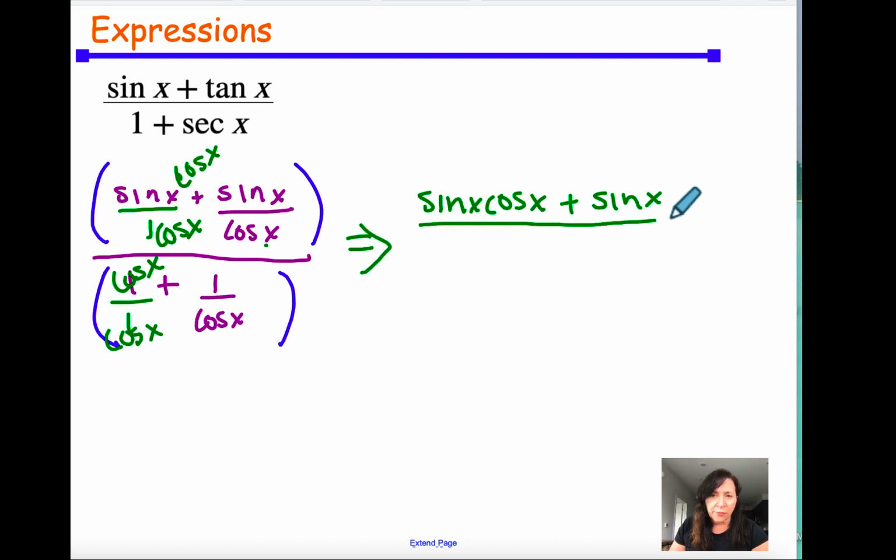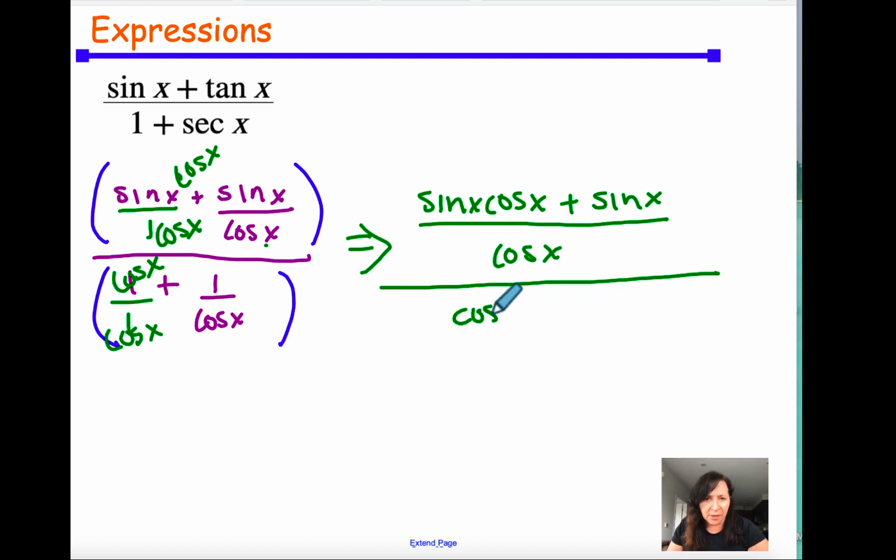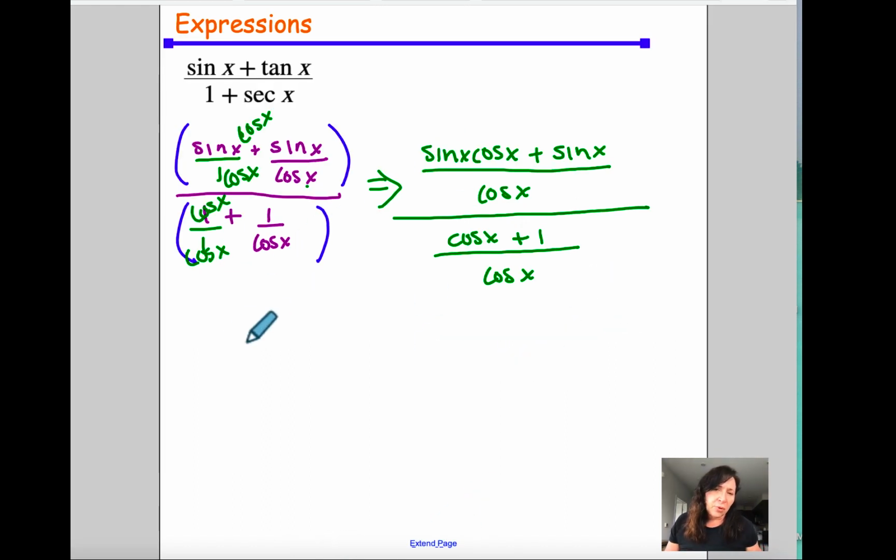And this is all over cosine of x divided by cosine of x plus 1 over cosine of x. Now, some of you can see that this cosine will cancel with that cosine. Though, for those of you who don't see that, this division line right here means I'm going to multiply by the reciprocal.